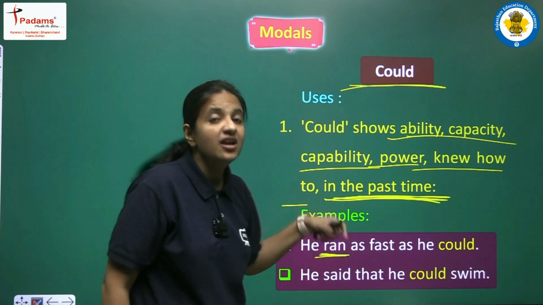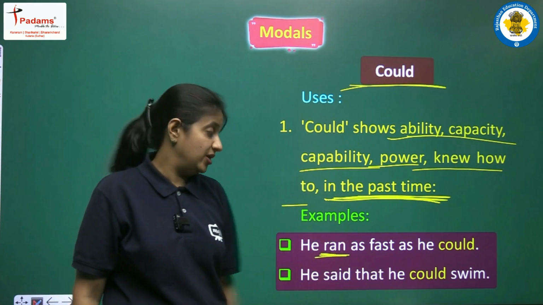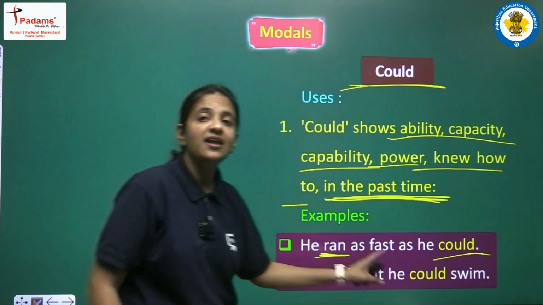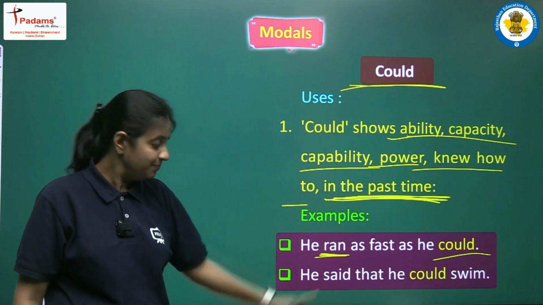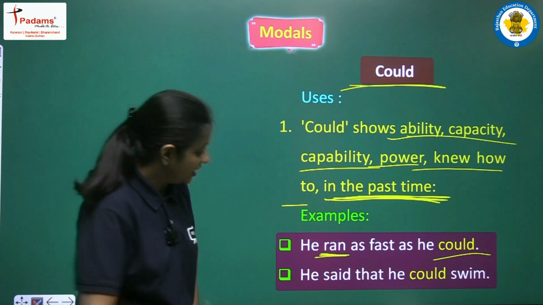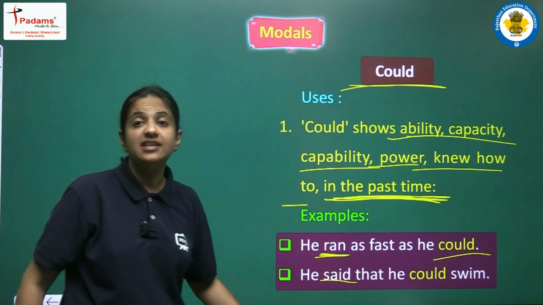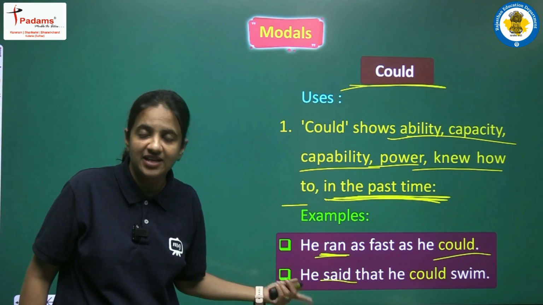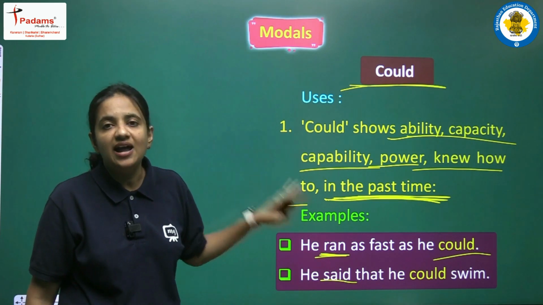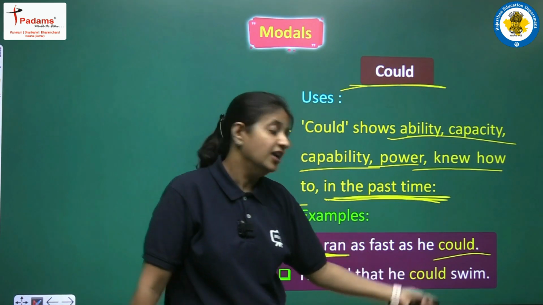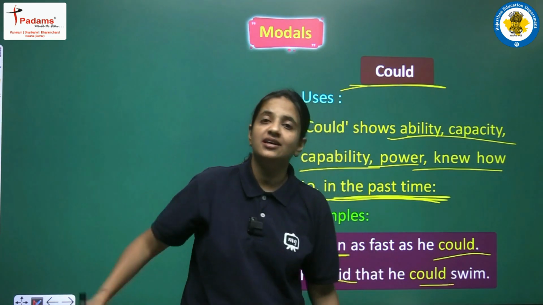We are showing the past ability of someone, and this is the reason we have to use could here, because we are having past tense. Next is, he said that he could swim. Again we are having said, that is the second form of the verb. So here we are having past simple tense. Because we are having past simple tense and we are trying to show someone's ability, here we have to use could in a sentence.